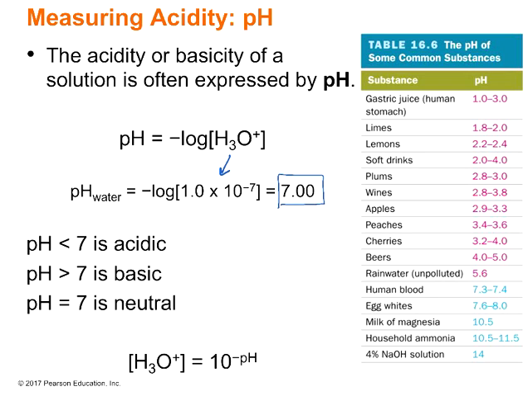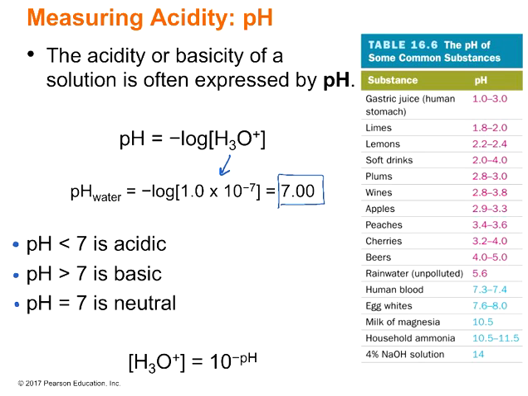Now, if you have a pH value exactly equal to 7, that means that your solution is neutral. However, if your pH value is less than 7, that means that the solution is acidic. If the pH of your solution is greater than 7, then it is basic. And again, if your pH is exactly equal to 7, then the solution is neutral.